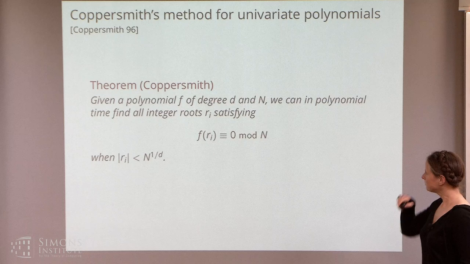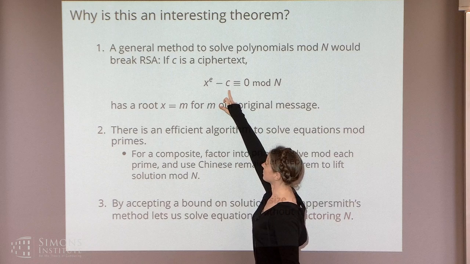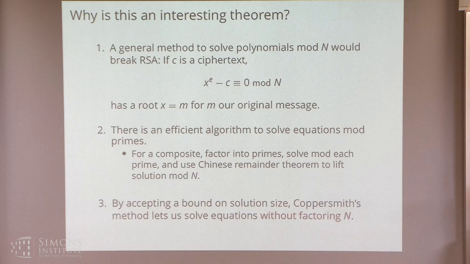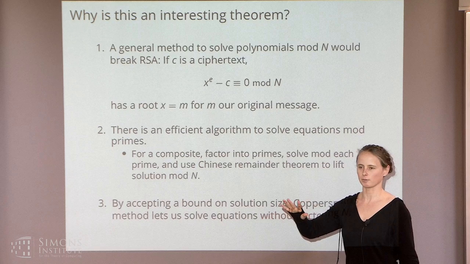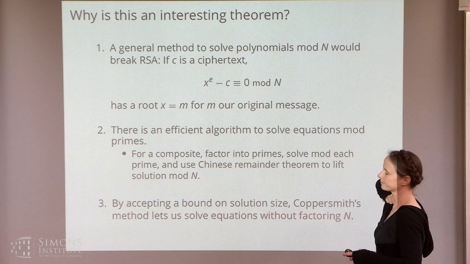Why is this actually interesting? For one, a general method to find solutions to polynomials mod n would just break RSA outright, because the RSA problem is precisely: if you have some RSA encrypted ciphertext, you want to find the root of that mod n, and that is your encrypted message for textbook RSA. So we believe that this problem is hard in general without the size constraint, if we believe that RSA encryption is secure. It would also break factoring, right? Yeah. With the quadratics? Yeah.